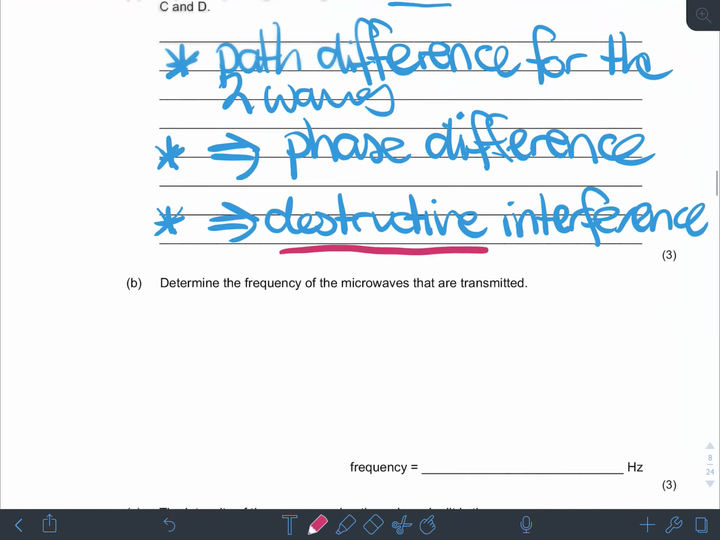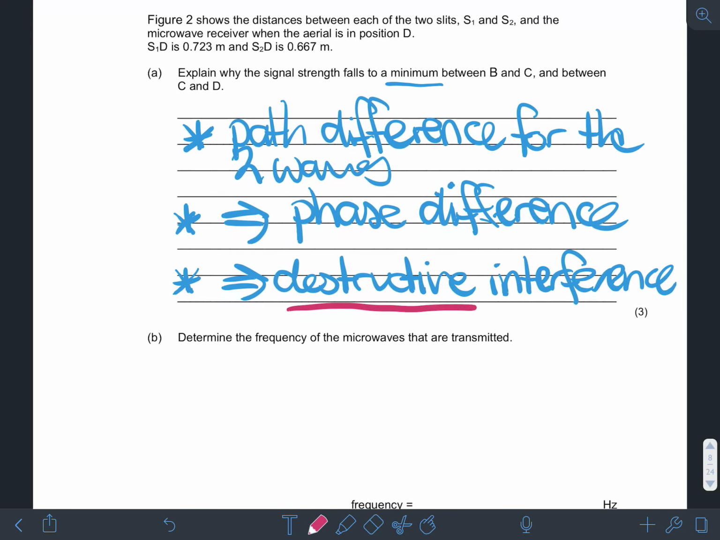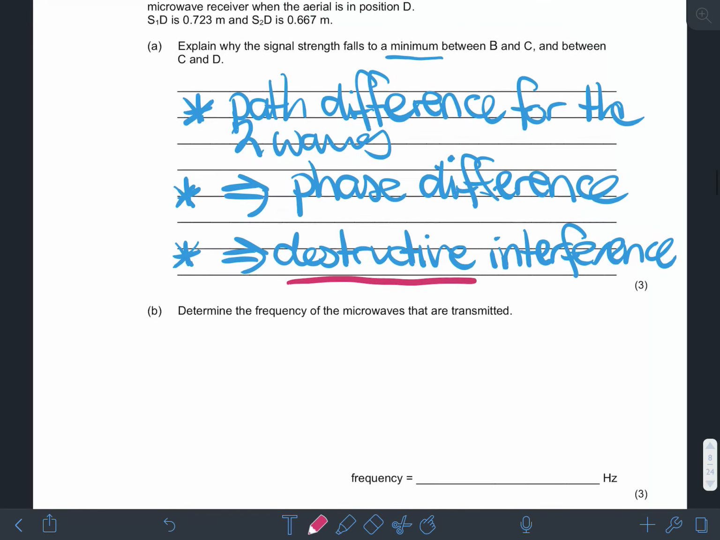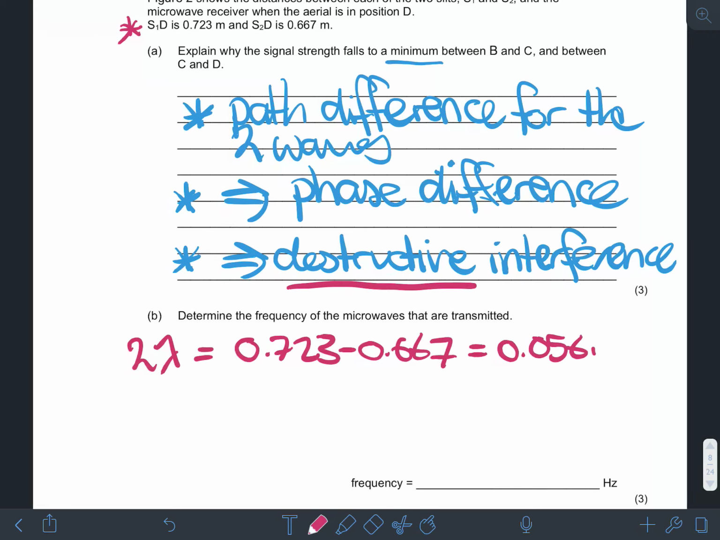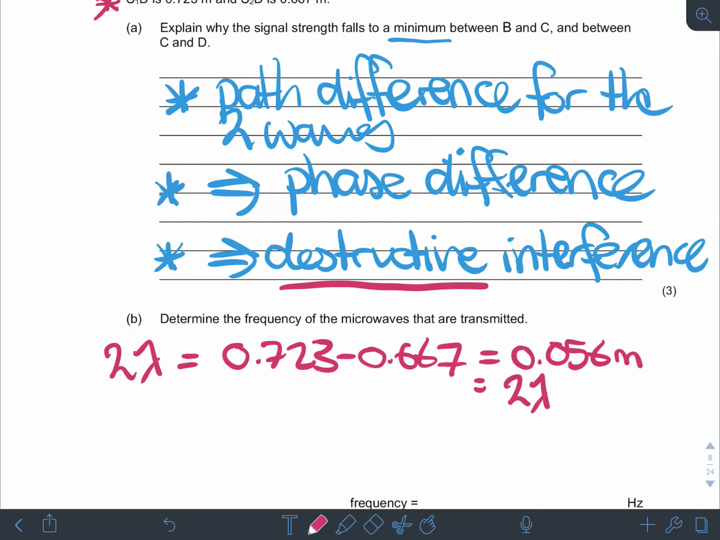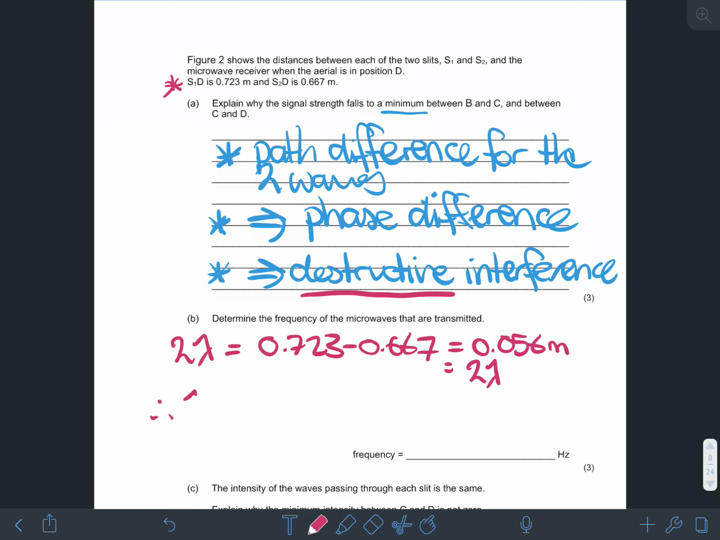Okay, so let's write that down. They've given us the path difference up here. So we can write down 2 times the wavelength is going to be 0.723 minus 0.667, which is 0.056, and that is in meters. So this is 2 lambda. Therefore, lambda is 0.028 meters.